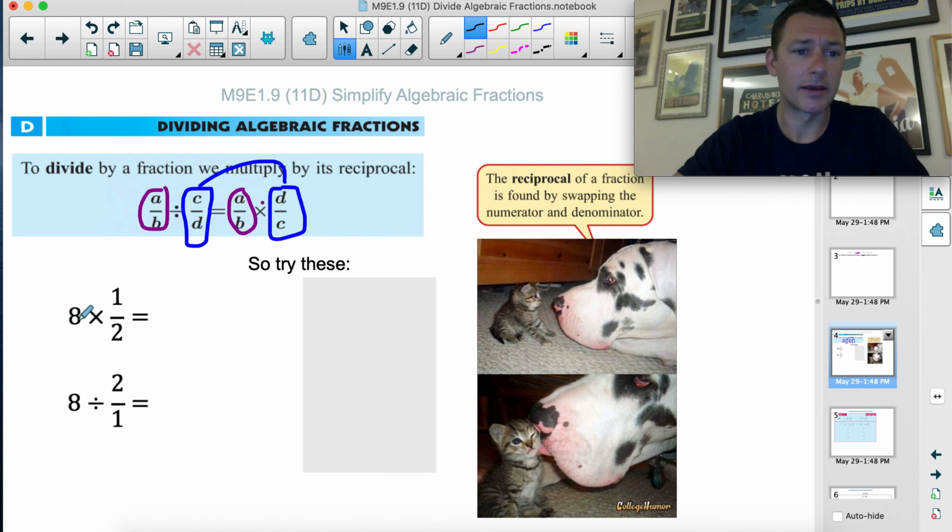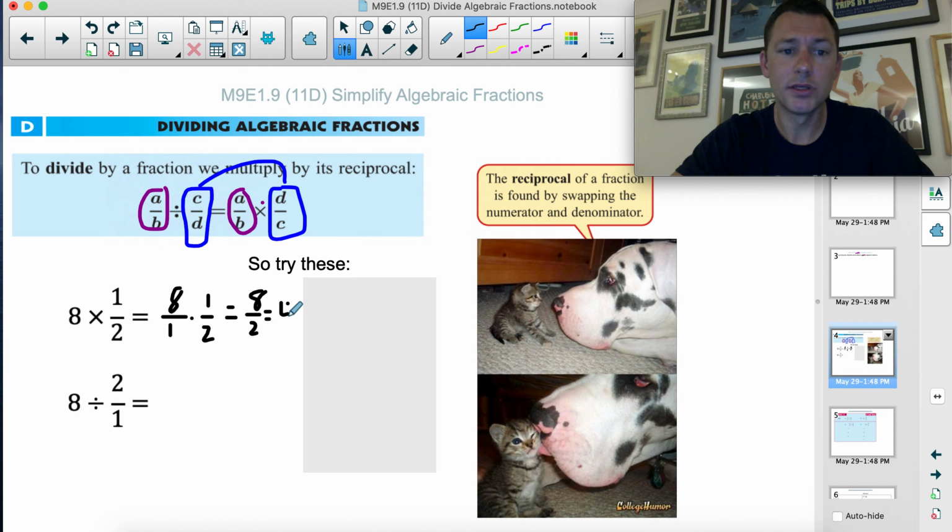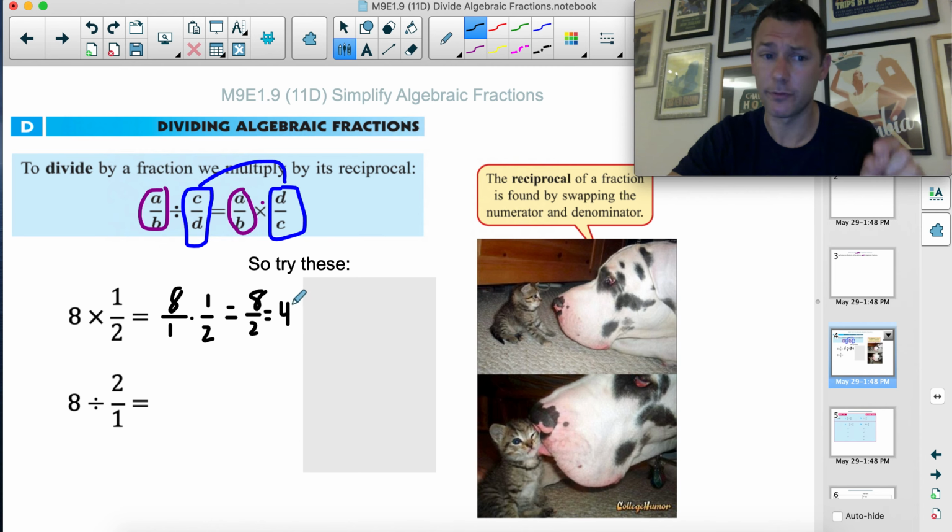For example, hopefully if you take 8 times a half, the answer should be 4. And you could think about that like this, 8 over 1. You don't have to necessarily write this down, but just follow along with me. You'd multiply everything on top and everything on the bottom, so that's 8 over 2, right? And that's 4. Not a big deal. Similarly, if you take 8 divided by 2, that should be the exact same answer, 4. And so that kind of gives us a hint that these two are the same operations.